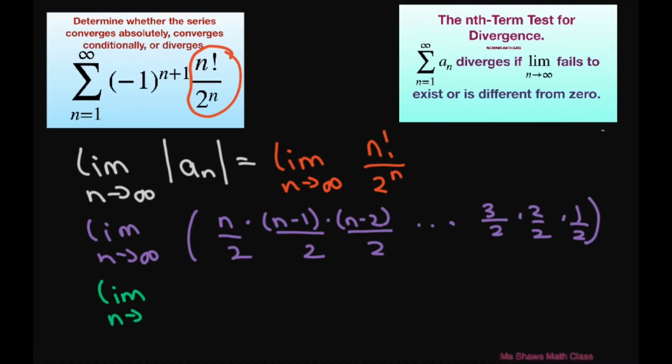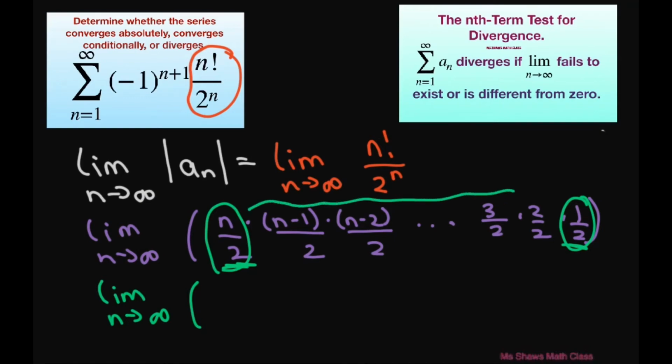All right. Or you could write it as the limit as n approaches infinity of your first term times your last term. And the reason you could do that is because if you just do your first term and your last term, it's going to be greater than when you do all of these terms. So, for example, if I write n divided by 2 times dot, dot, dot times your last term would be 1 half.